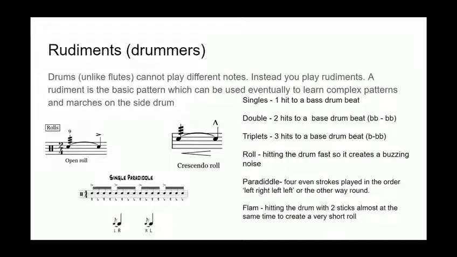And if you look, there's a crescendo roll, which is just a normal roll, but it gradually gets louder. A paradiddle, 4 even strokes played in the order left, right, left, left, or the other way round. And a flam, hitting the drum with 2 sticks almost at the same time to create a very short roll.